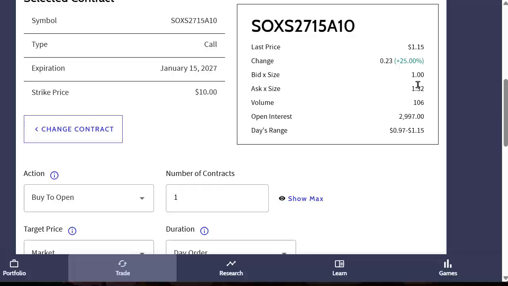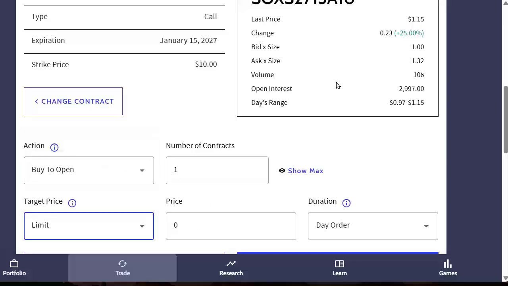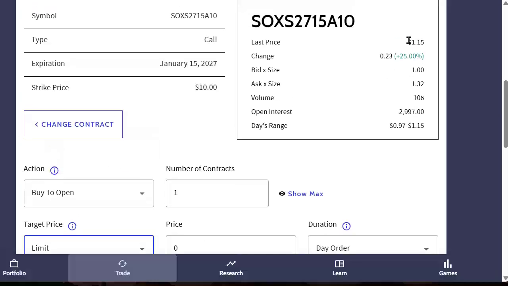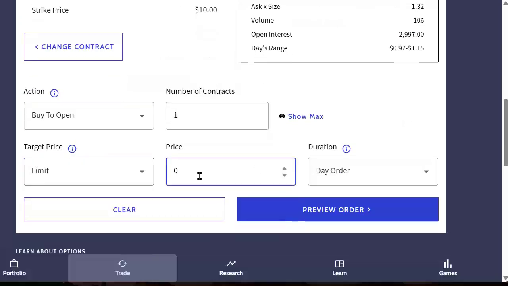Let's limit our order for this. So we're going to put a limit order on, and if the last price was $1.15, let's say $1.20. That's pretty close to the 132 that someone is willing to sell theirs for, at least yesterday. So 120.